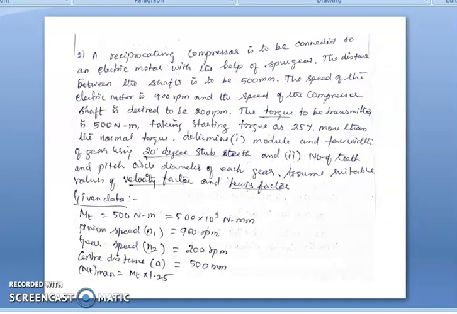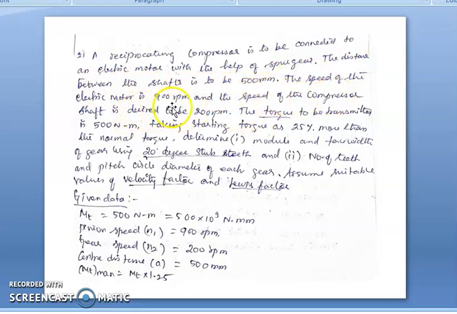Okay, let's see the next problem. In this problem, a reciprocating compressor is to be connected to an electric motor with the help of a spur gear. The distance between the shafts is to be 500 mm.